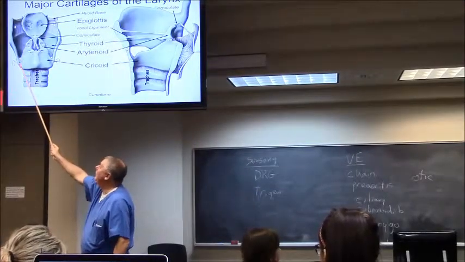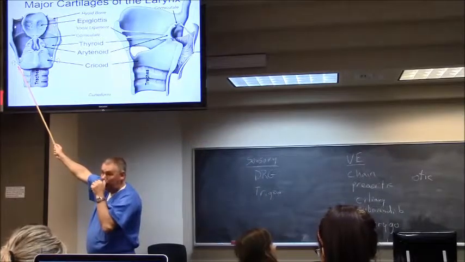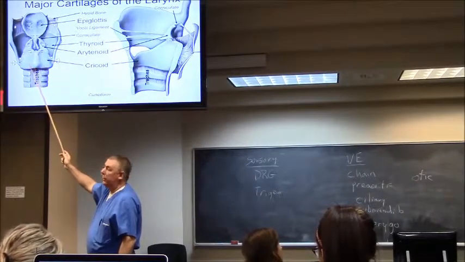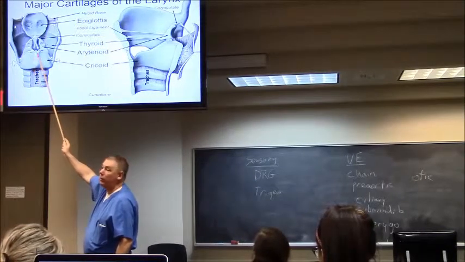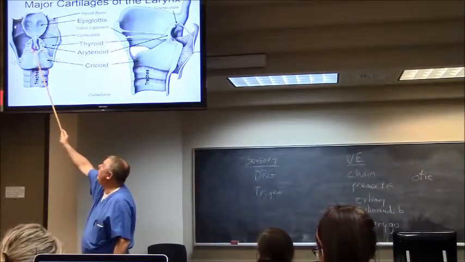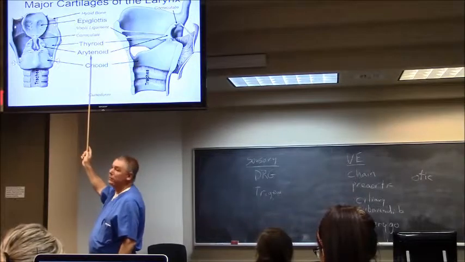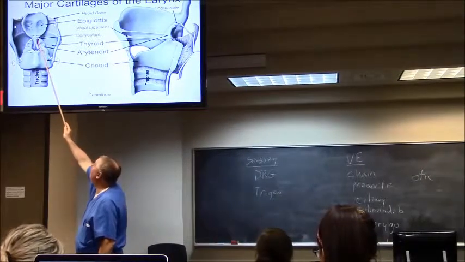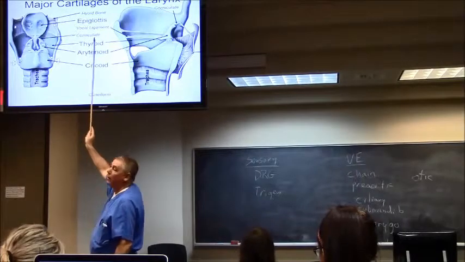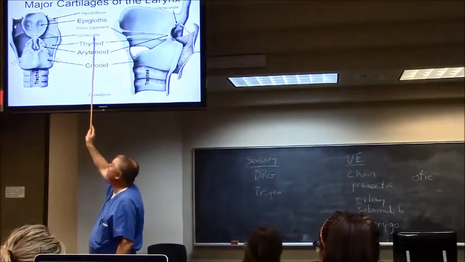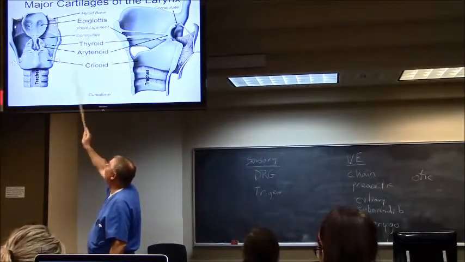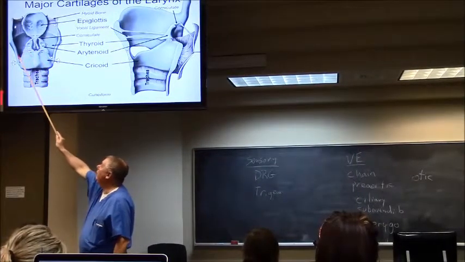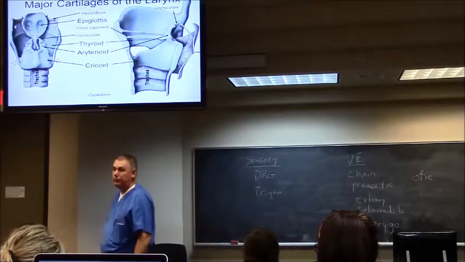The thyroid cartilage articulates with the cricoid cartilage right there at these little horns. Sitting on top of the back of the cricoid cartilage are these two cartilages called the arytenoids. On top of the little arytenoids are the corniculate cartilages. You can forget those. Focus on the arytenoids, the cricoid, and the thyroid cartilages.